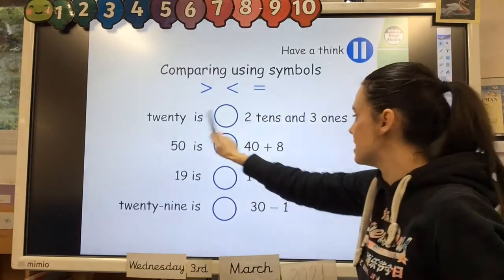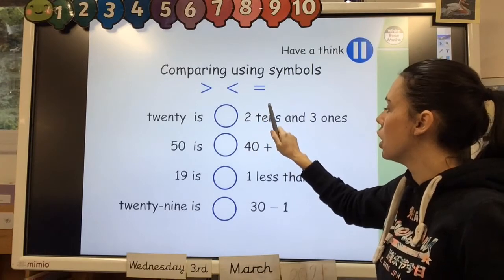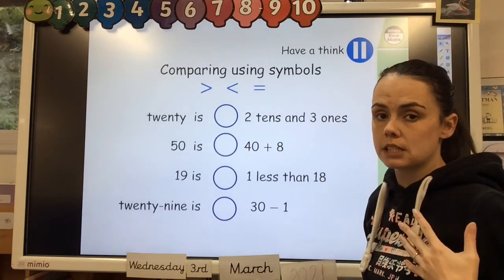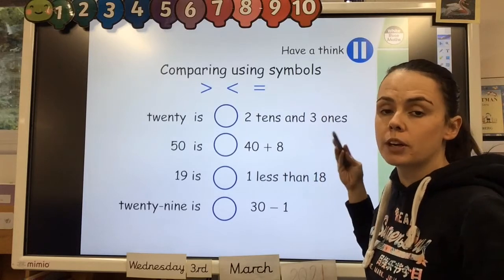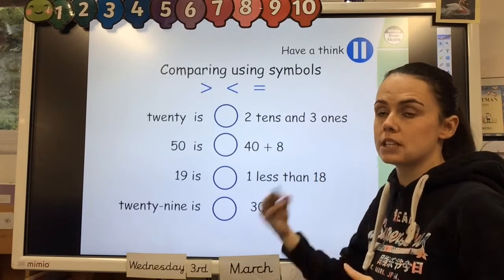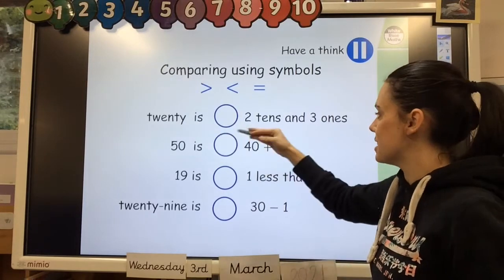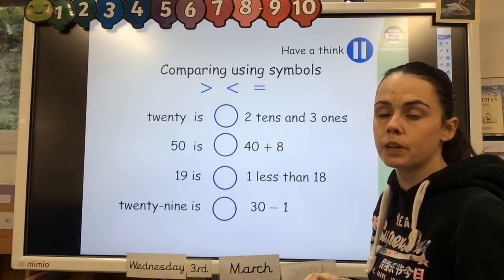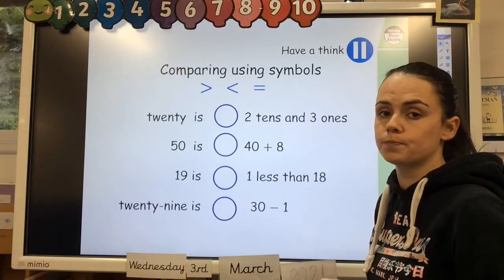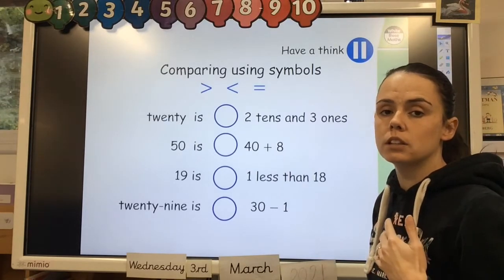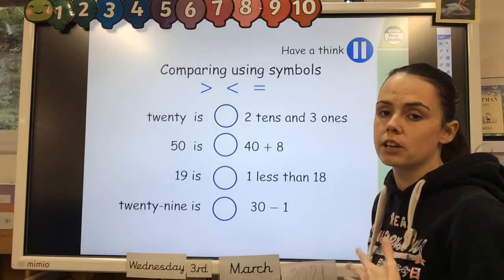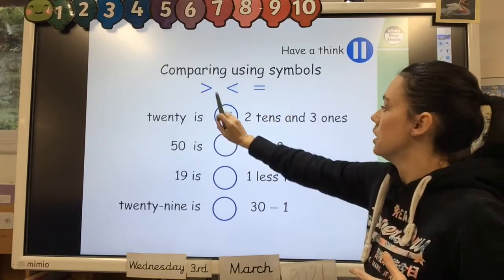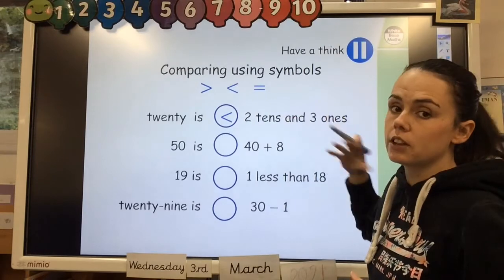So 20 is something to 2 tens and 3 ones. What's 2 tens? 20, and 3 ones is 3, so 23. 20 is something to 23. Find number 20 on your number square. Now find number 23. Which one is bigger? 23 is bigger, so 20 is smaller than 23, because 23 is bigger.